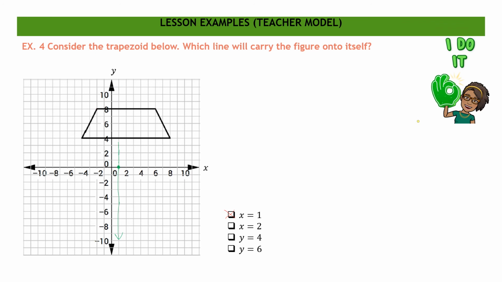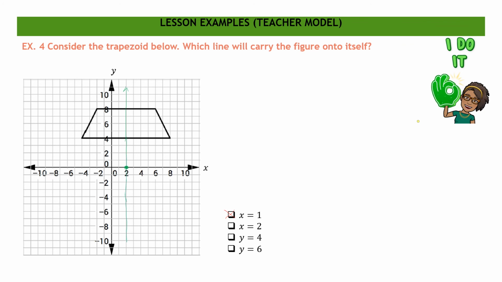So let's try the next one. We have x equals 2. So x equals 2, once again, is located on the x-axis, and there's a line passing through x equals 2 here. So that means this line looks like this.